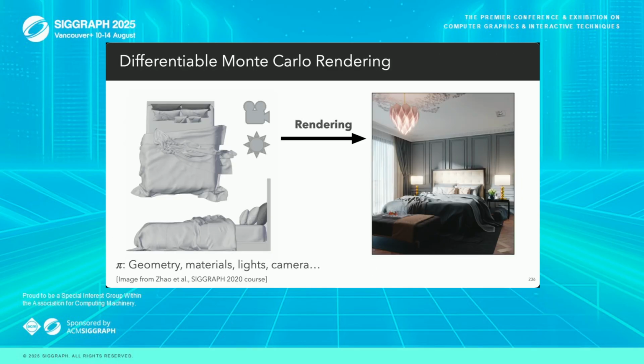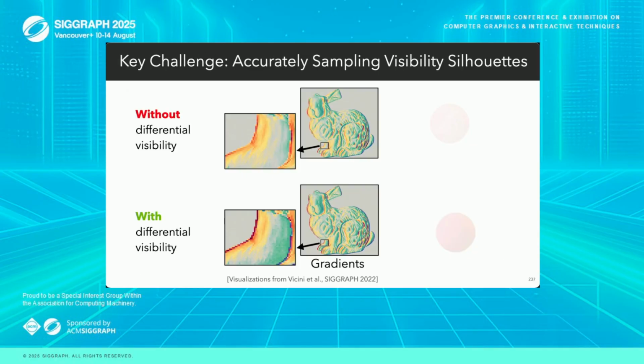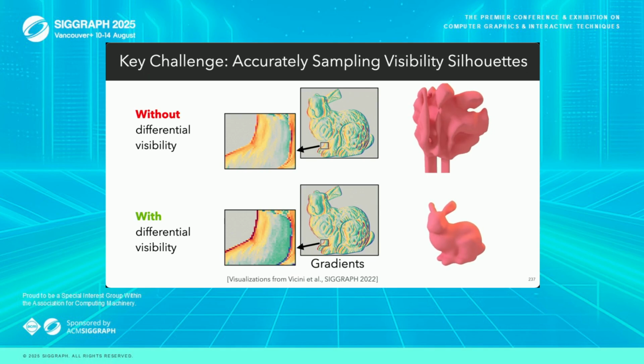At SIGGRAPH this year, researchers from NVIDIA will present an inverse rendering algorithm where the goal isn't to generate an image given the geometry, materials, lights, etc., but rather to recover these scene parameters from either a dense or sparse set of images. Now, a key challenge with getting inverse rendering to work with a Monte Carlo ray tracer is to accurately sample visibility silhouettes, without which optimization can fail to converge. But sampling these silhouettes is a really hard problem.